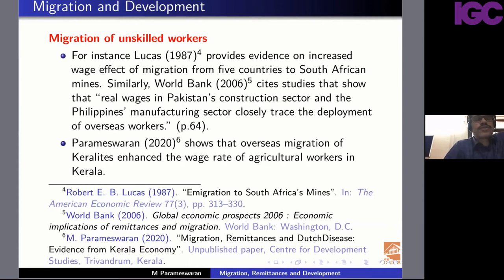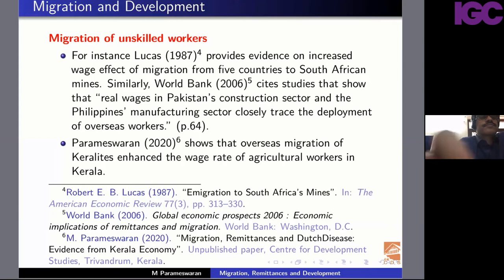I have shown that remittances and migration actually increase the wage rate of agricultural workers. These agricultural workers are not the people who migrated, but other types of workers, so it even benefited those who stayed here. So that is the wage and employment impact of unskilled migration.